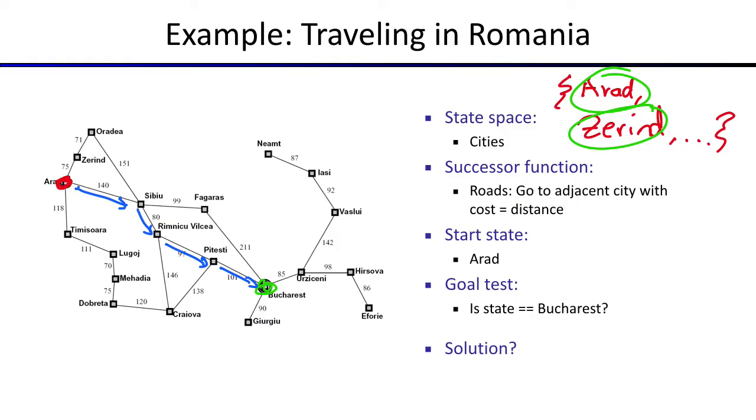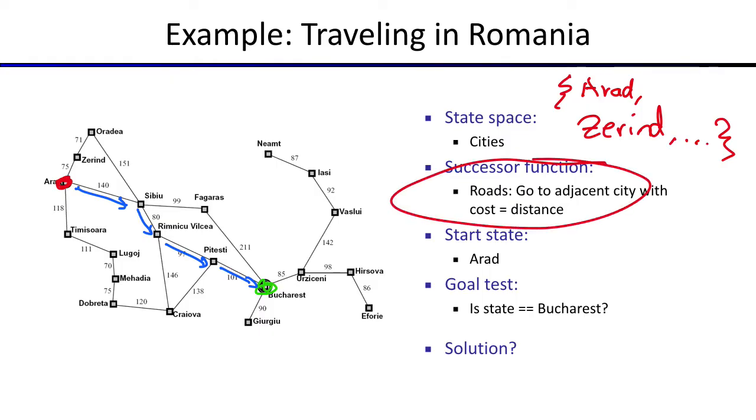The cities you could go to? Yeah. Okay. Yeah, that's information that your agent will have to be able to solve this problem. But we don't normally put that in the state space. That's going to be information that's baked into the successor function.